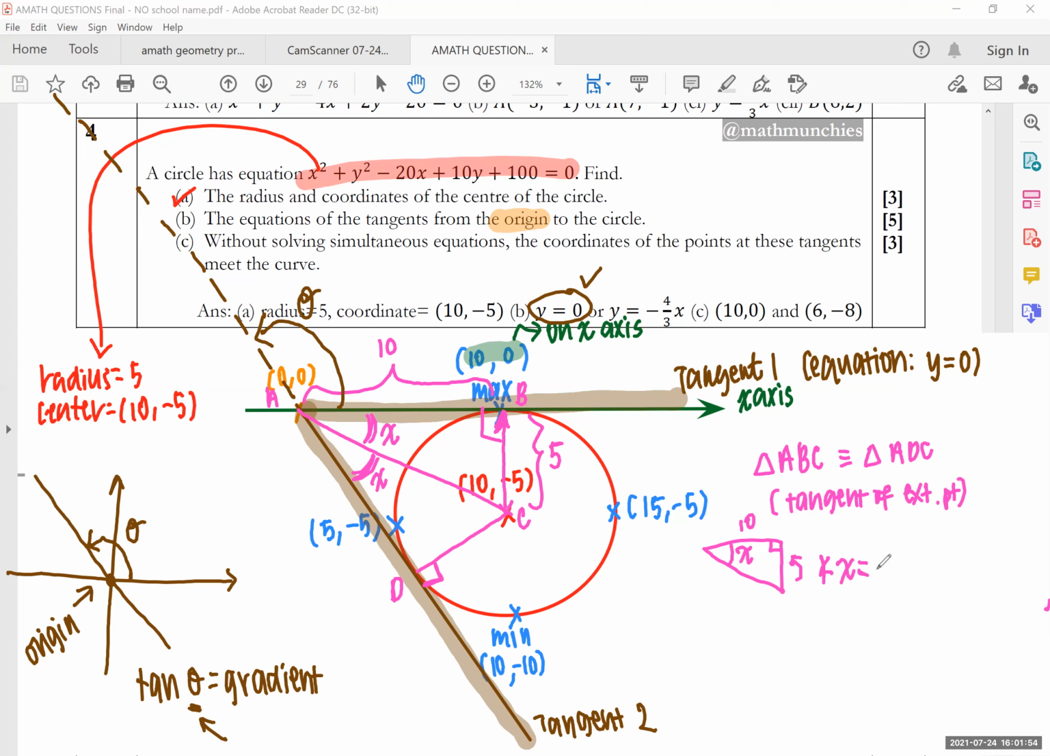26.565. But then we'll not be able to find it; you need the exact form, guys. Then that's tangent inverse half. Tangent inverse half. Then how to find theta? Theta will be equal to 180 minus 2 tangent inverse half.